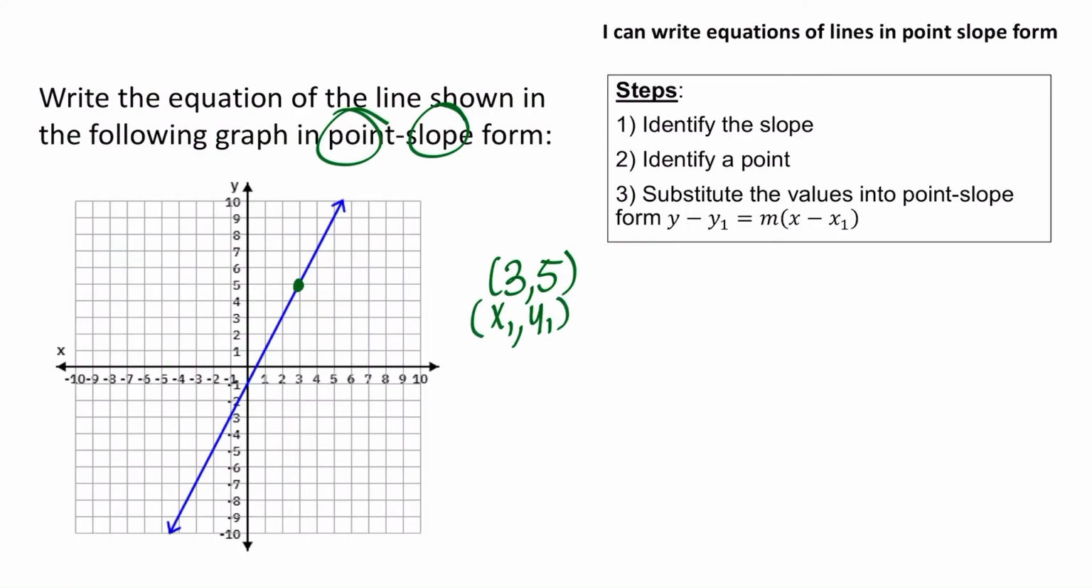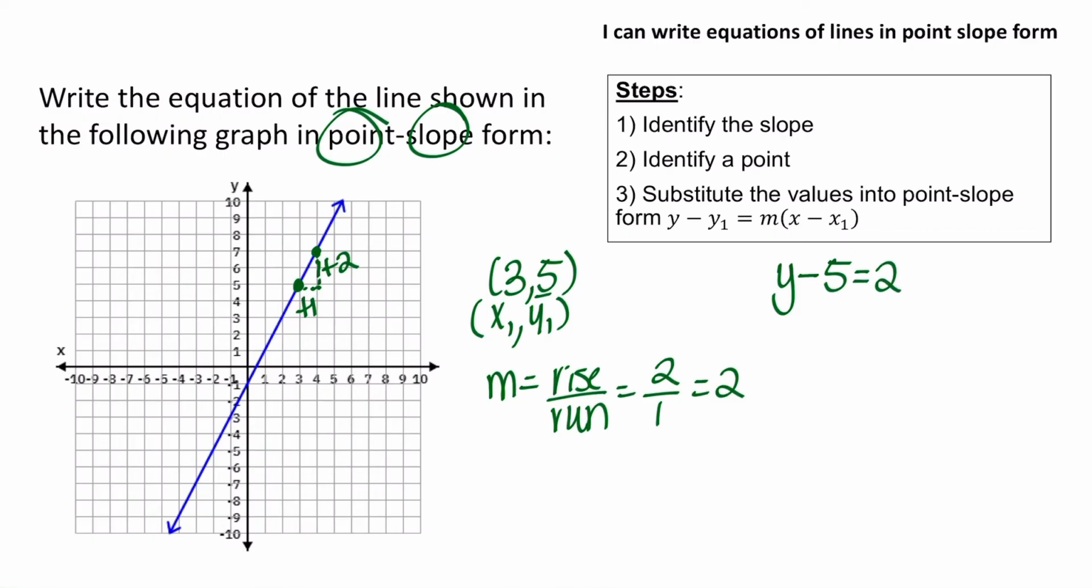So 3, 5 gives me an x1 and a y1 that I can use in my equation. Now I need to figure out the value of the slope. So to figure out slope, I'm going to pick another point, and then I'm going to draw a path going from left to right. So I go right 1, and then I go up 2. So my slope, which is rise over run, is going to equal 2 over 1, which equals 2. So if I plug into my equation, I get y minus y1, which is 5, equals 2 times x minus x1, which is 3. So that is the equation now written in point slope form.